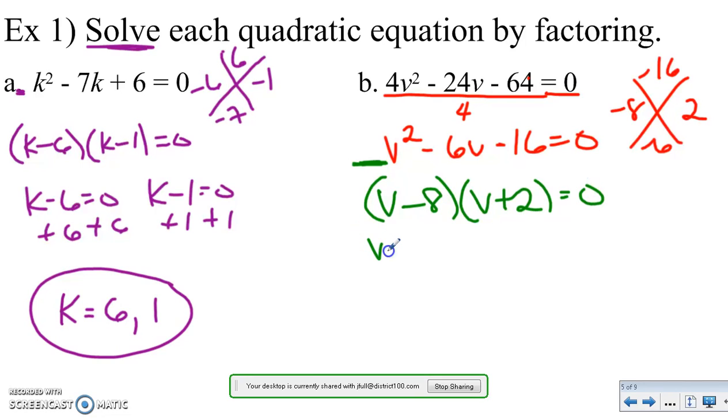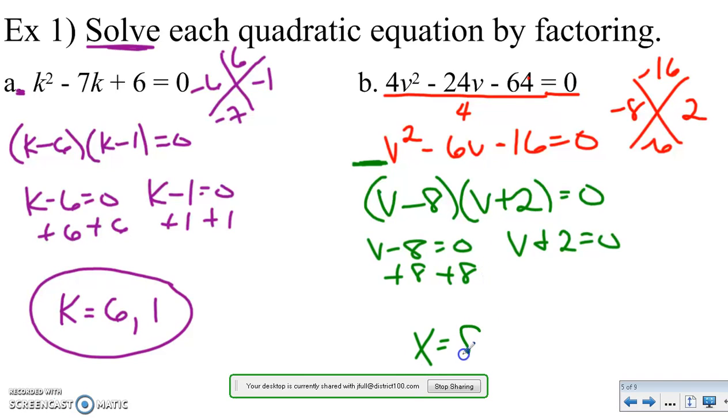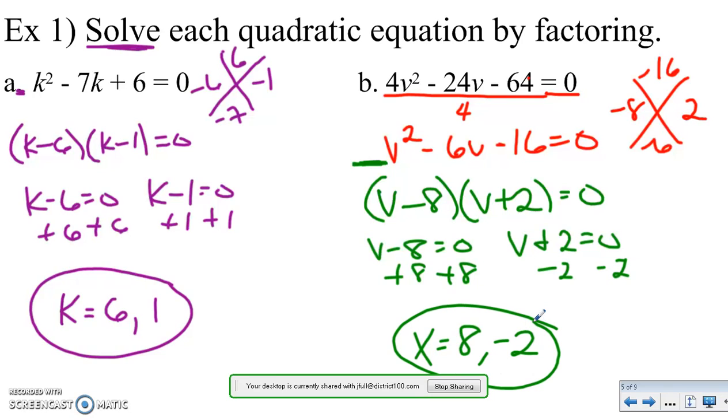Set each part equal to 0 and solve. So add 8 to both sides to get 8. Subtract 2 from both sides to get negative 2. And you have both of your answers. So always check to see if it's equal to 0 first, then check for a GCF, and then if those are both done or you don't need to do them, go ahead and factor.